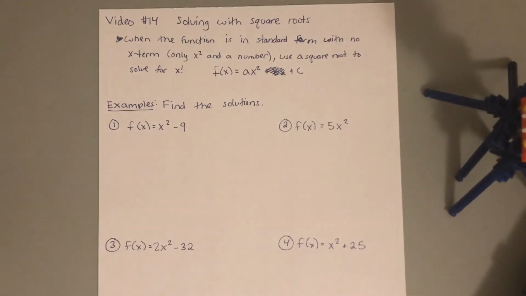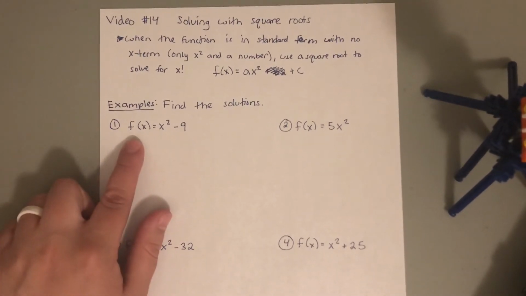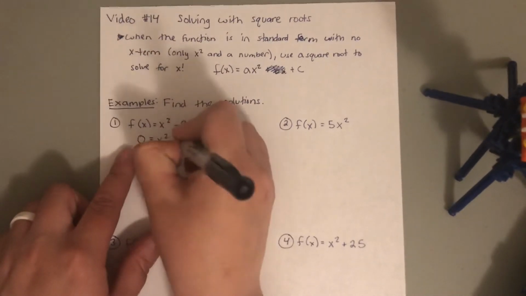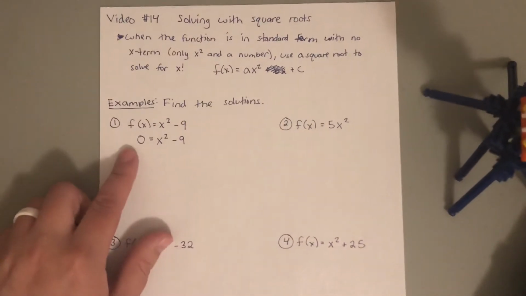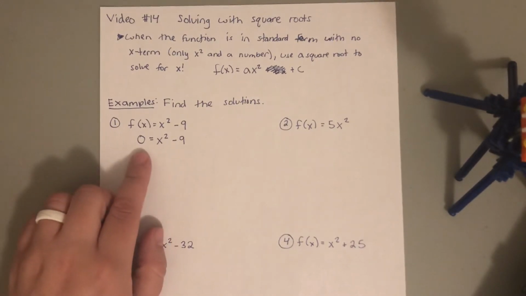So first of all, remember that when we want to find the solutions, those are at the x-intercepts, which happen when y equals 0. And remember, f of x is really just like y. So we're going to rewrite this as 0 equals x squared minus 9. Now if we can solve this, we can get the solutions.